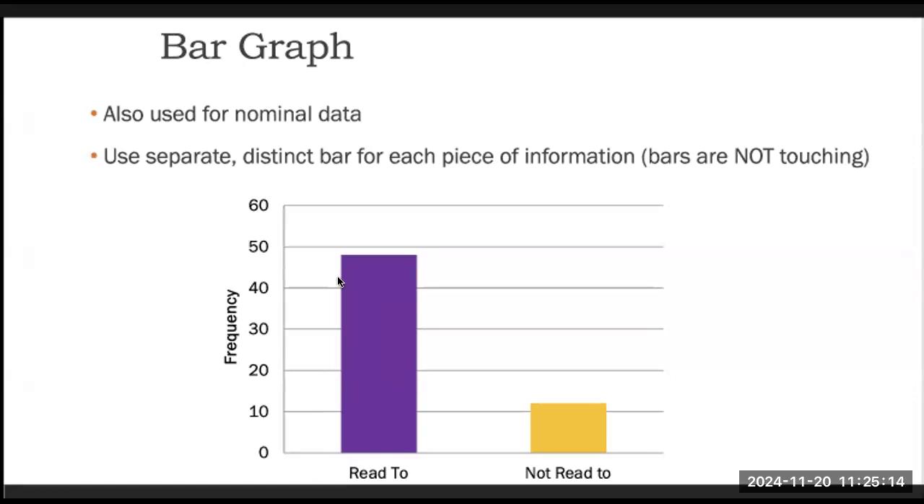So for red 2, you can see that about 48 students or kids are red 2 compared to not red 2, which is a little over 10, like 11 students. Again, you can easily see that the vast majority of students or children are red 2 rather than not.